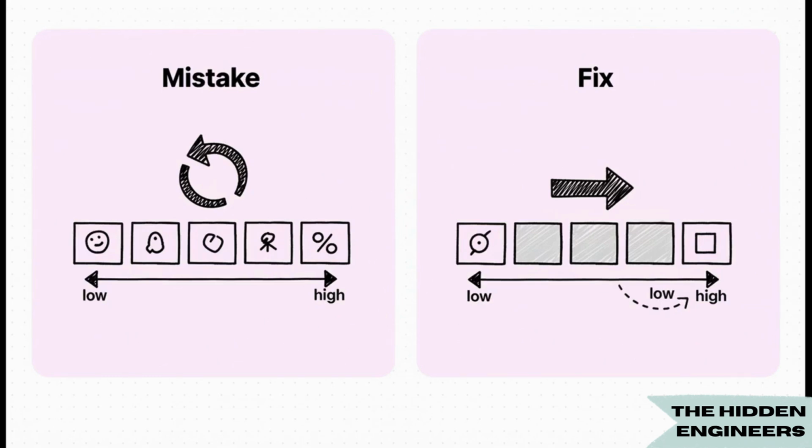Another classic blunder, the infinite loop. This happens if you update your boundaries incorrectly. If you just set low equals mid, for example, you're not actually guaranteed to be shrinking the search space, and your loop can get stuck forever. Just remember this. Once you've checked the middle element, you have to exclude it from the next search. That's why we always use mid plus 1 and mid minus 1.